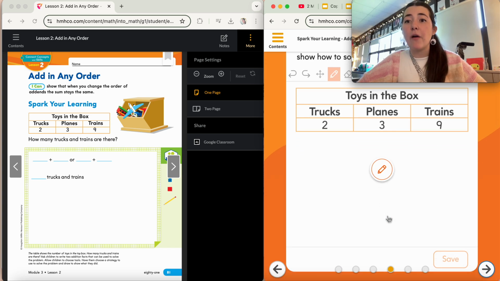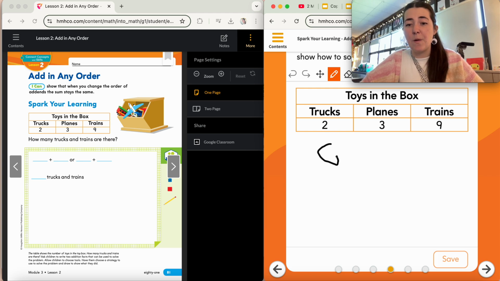Now we need to figure out how many there are. So I'm going to do my circles and squares. I'm going to do them over here. I want you to do them in your box down here. I'm going to start and I'm going to do my circles for trucks. So how many circles am I going to draw?